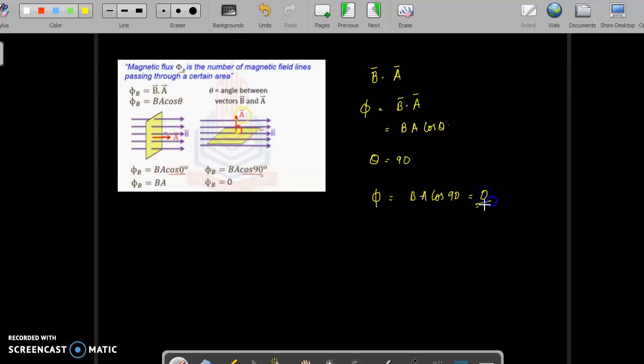This becomes 0. That means in the second case, the second figure, you can see that the number of lines of force passing parallel through the area is 0. But in the other case, where the surface area is perpendicular to the lines of force, the total flux is B times A.